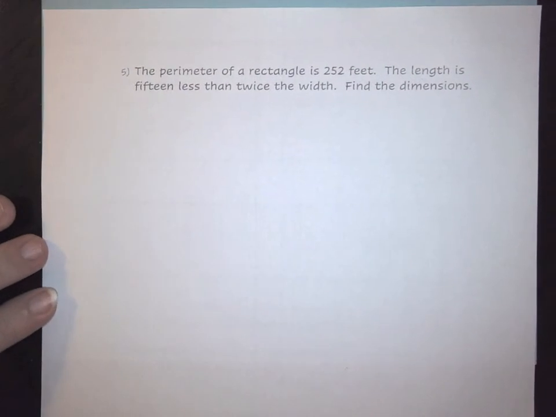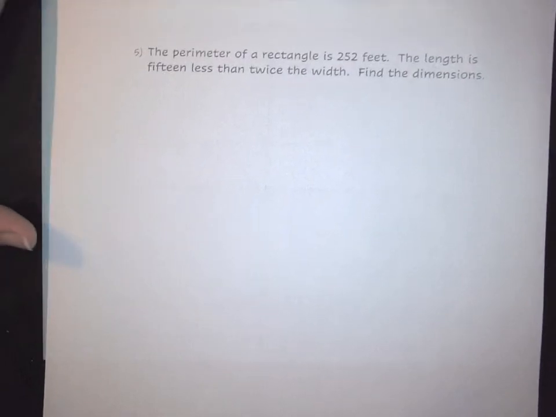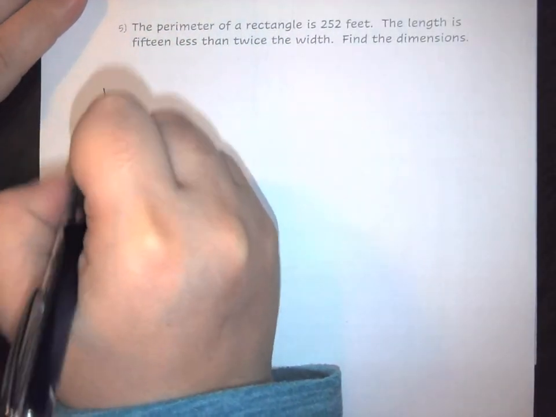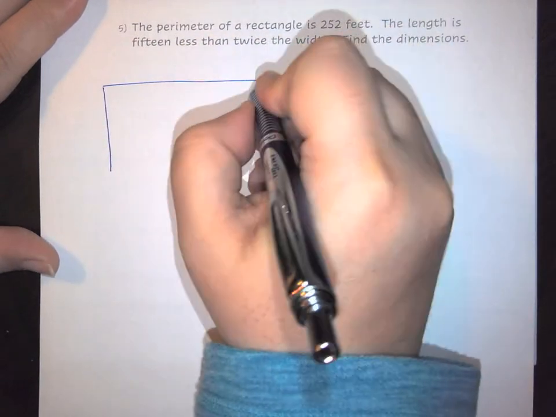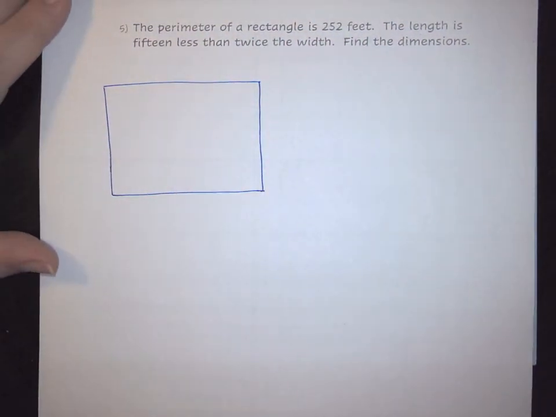Alright, last we've got the perimeter of a rectangle is 252 feet. The length is 15 less than twice the width. Find the dimensions. So first and foremost, we're working with a rectangle, so I'd go ahead and draw one. Doesn't have to be perfect.